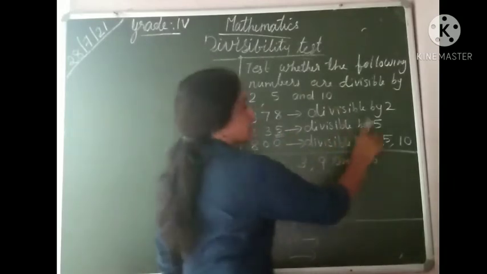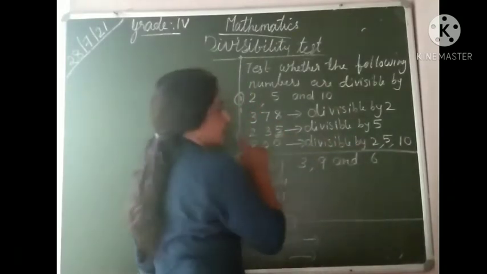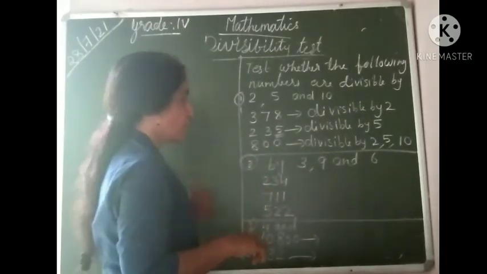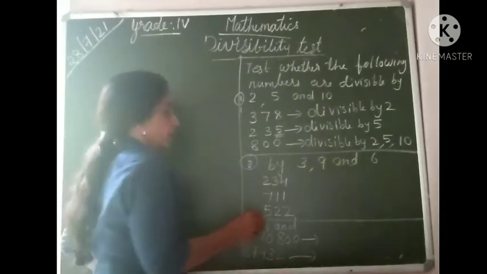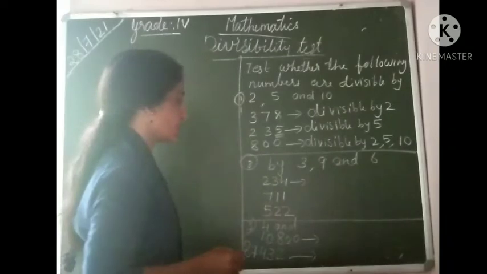235 is only divisible by 5, not by 2 and 10. 378 is divisible by 2 only, not by 5 and 10. Understood? Now, 234, is it divisible by 3, 9 and 6?